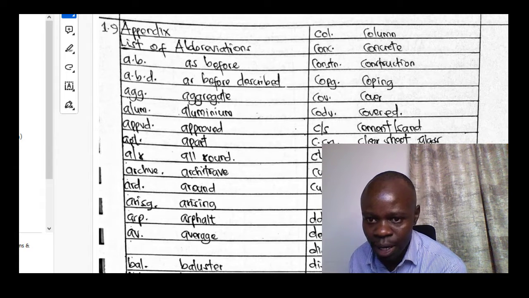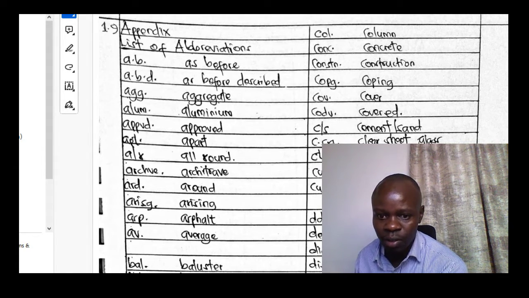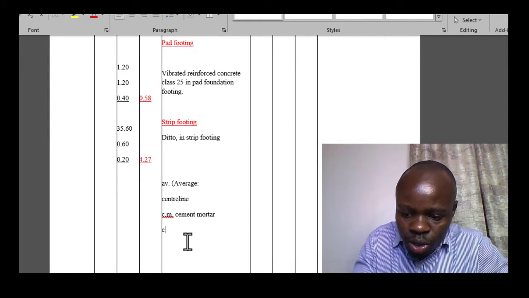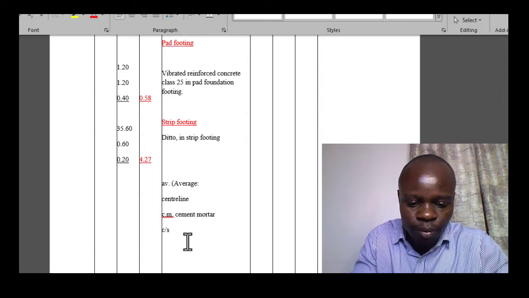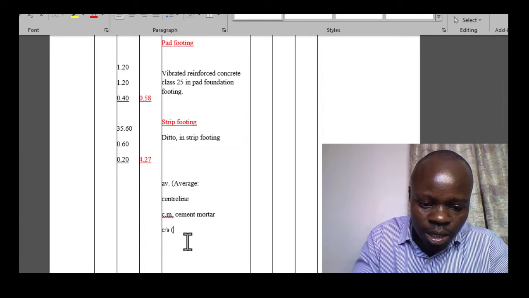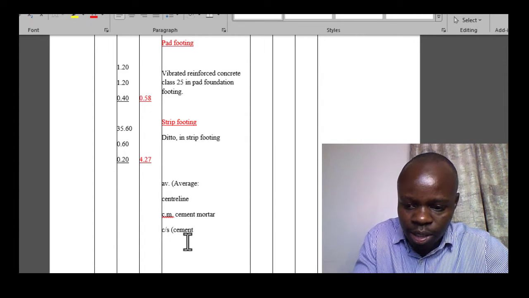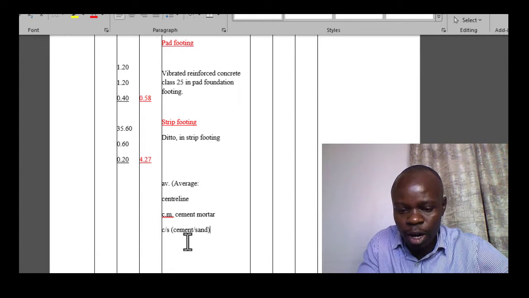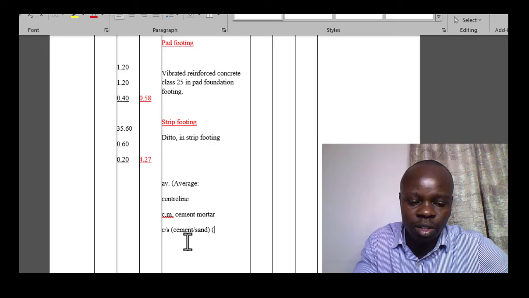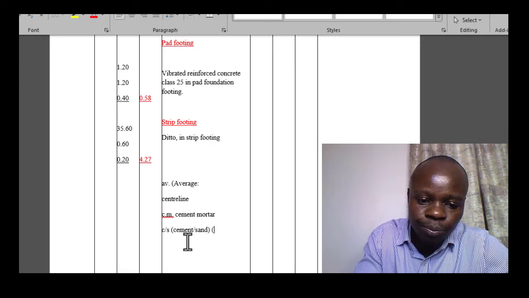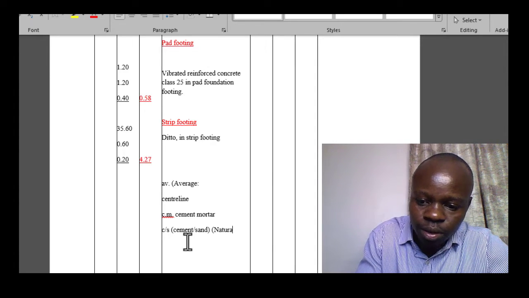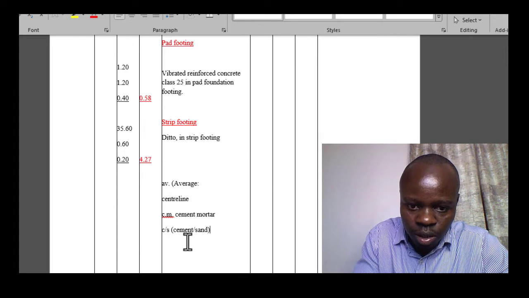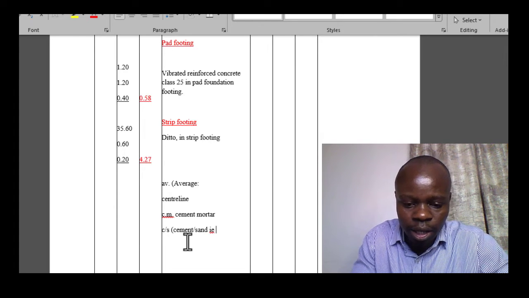C/S, cement/sand. Okay, that is also one that you will come across. That in full is cement/sand. So in this case, you can adopt such a description, or you can have it, for instance, natural. Okay, let me just put up a full description. Okay, i.e.